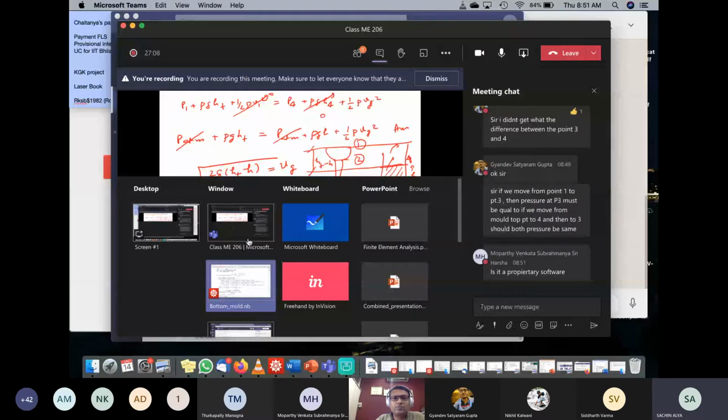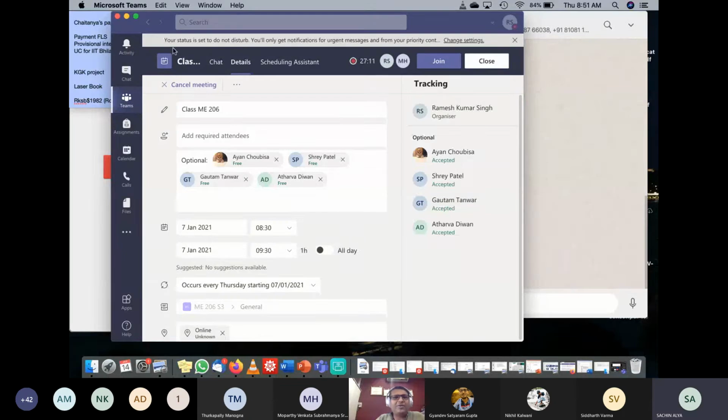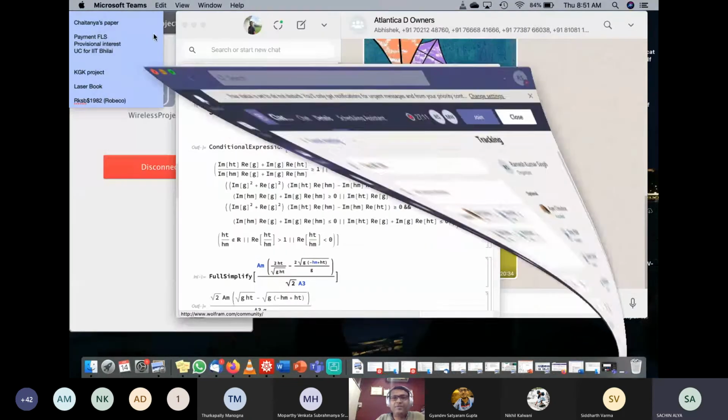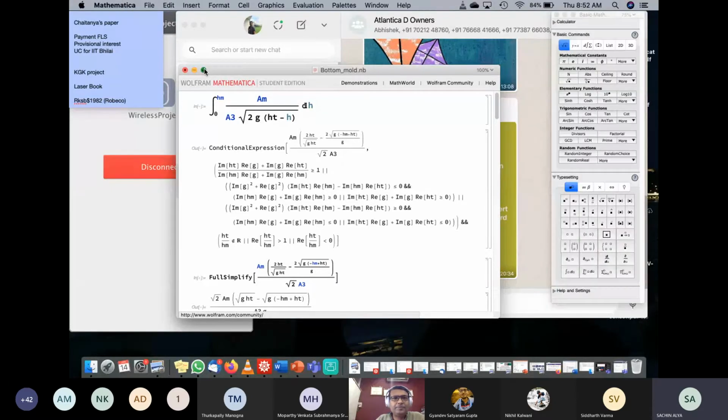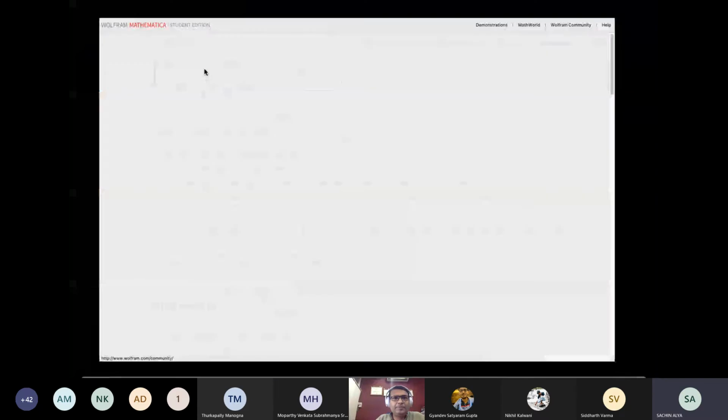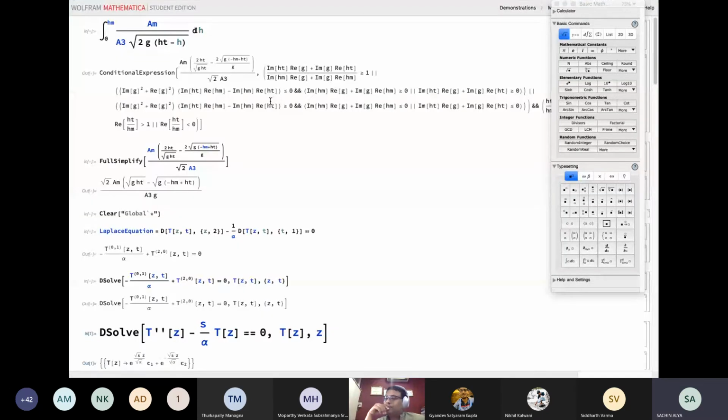Sir, there is a question. Yeah, go ahead. Sir, if we move from point 1 to point 3, then pressure at point 3 must be equal to... if we move from the mold top, point 2, and then to 3. I'll get there. Let's first finish this and then I'll get to that.